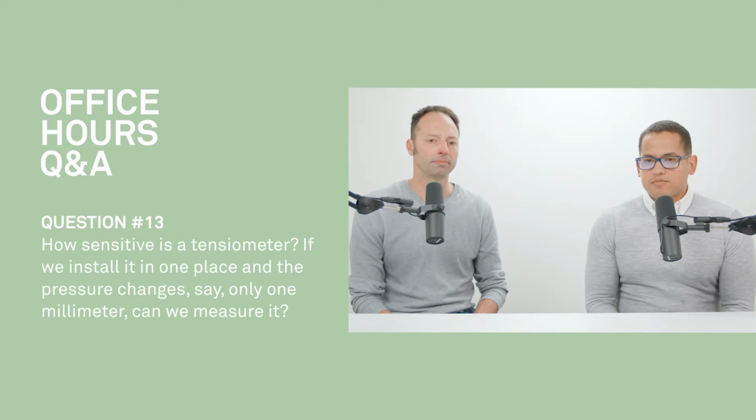Our next question is, how sensitive is a tensiometer? If we install it in one place and the pressure changes, say to only 1 millimeter, can we measure it? If you want to get the best possible resolution, the tensiometer is the way to go. What is the resolution of the Teros 31? I believe it's 5. On a ZL6, you can resolve, I think, to 0.1 hectopascal, which is approximately 1 millimeter of changes in water potential. So I'd say that 1 millimeter change is pretty dang precise.